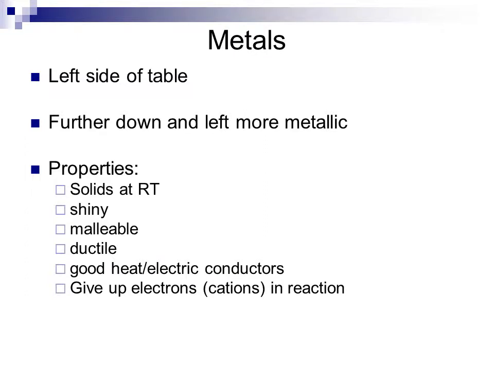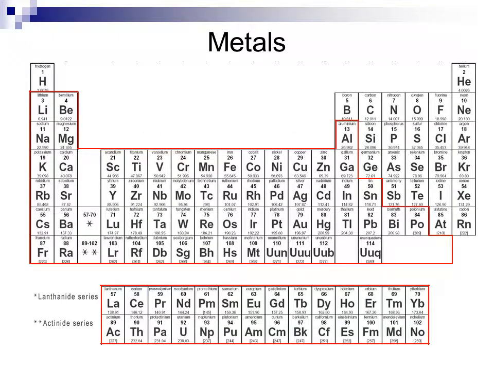In terms of chemical reactivity, metals will tend to give up their electrons and form cations in chemical reactions. If we look at the periodic table, then metals are all of the elements which are outlined in red here.